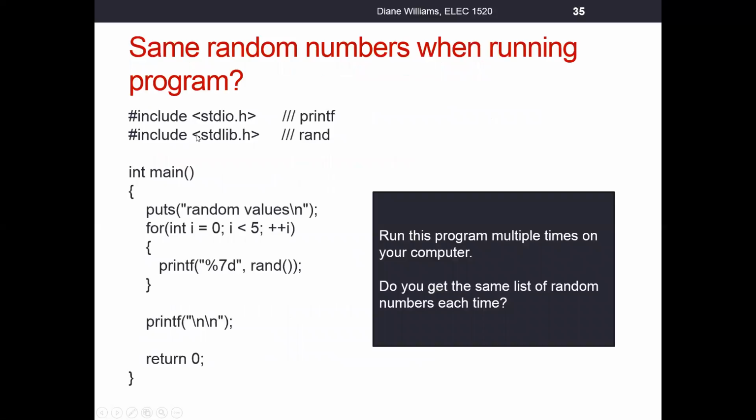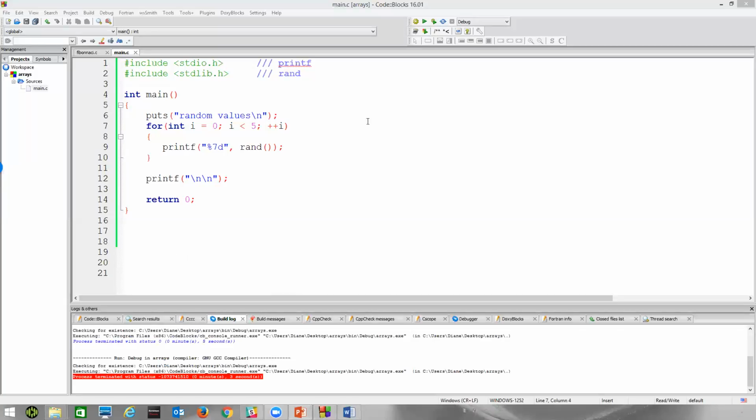On the next slide here in the lecture, I've actually got an example where we're going to generate random numbers. So we want to run this program multiple times, and we want to see if we get the same list of random numbers. So let's just escape out of that. Here's the same example in code blocks.